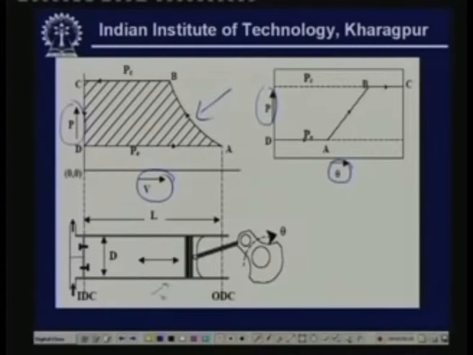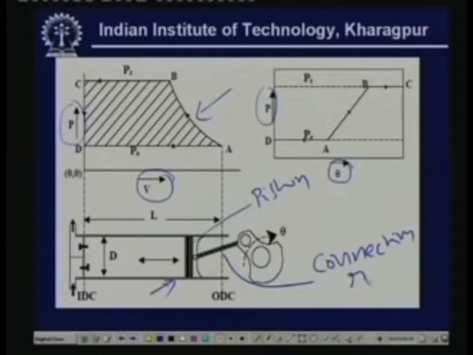As I said, this is the cylinder and this is the piston, and this is your connecting rod, and this is the crankshaft. So, as the crankshaft rotates, you can see that the piston moves to and fro in this direction, and this causes the suction and compression of the refrigerant gas.